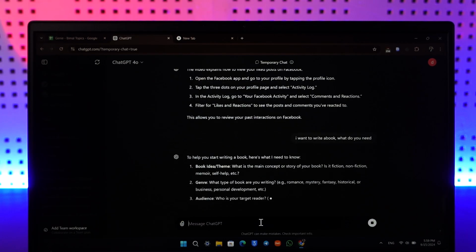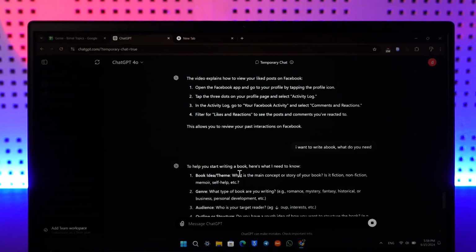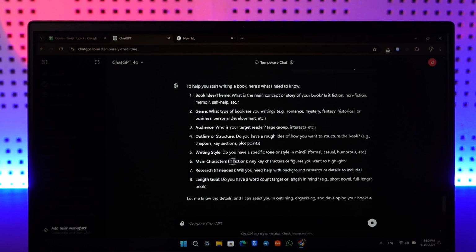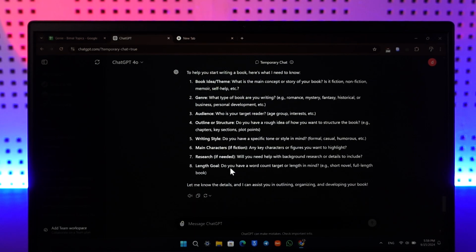you've typed in. So make sure to give the book idea or the theme, the genre, the audience, the outline or structure, the writing style, whether you want it in the first person perspective, second person perspective, or overall perspective like a third person, and then the main characters, if it's fiction, non-fiction, and just give it the details, and you should be able to craft a very lengthy and a very good book.